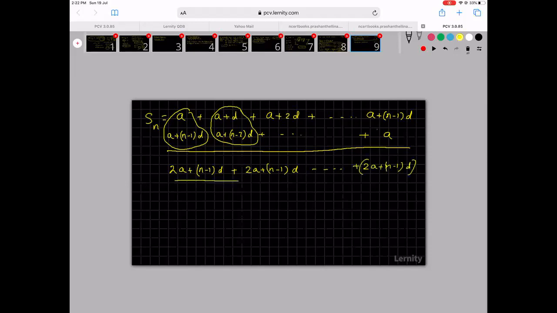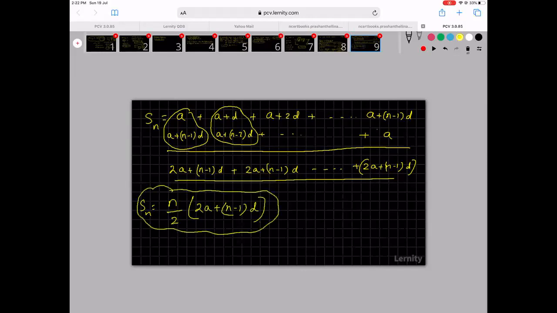Okay, so now when I add all these, I'll get n. So I'll get Sn is equal to, you remember that by 2, so I divided it by 2, 2a plus n minus 1 into d. So this is an interesting formula which will give me the sum of n terms of an arithmetic progression. I can use this only for an arithmetic progression.